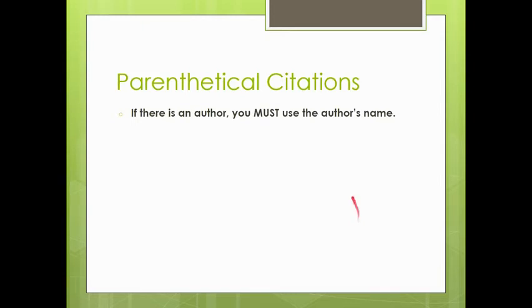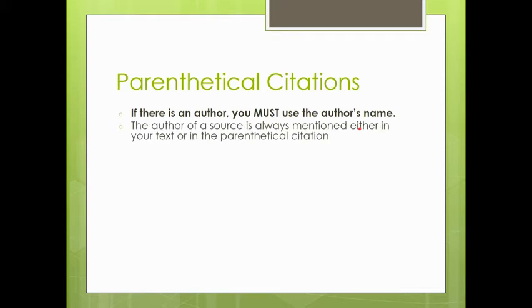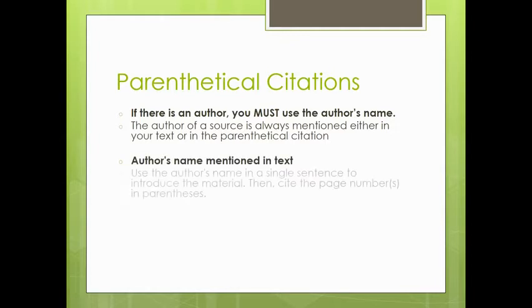If there is an author, you must use the author's name in your parenthetical citations or in the paper. You must give credit to the author's name. Okay, the author of a source is always mentioned either in the text or in the parenthetical citation. It does not have to be in the parentheses, but you do have to mention the author's name, in other words. You can use the author's name in a single sentence to introduce the material, and then you just need to give either page numbers or the web address if it's a website.